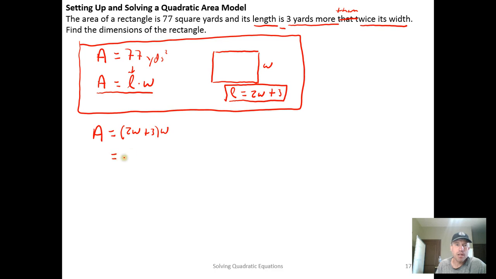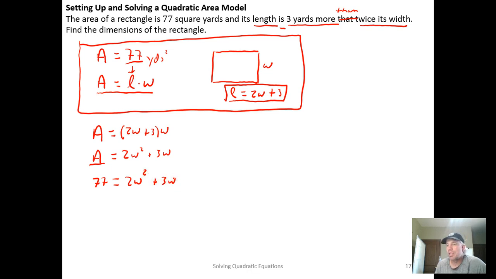You don't always have to do that, but in this particular instance, I'm going to go ahead and distribute the w into the parentheses. So I'm going to get twice width squared plus 3 times the width. And this is our area model now only as a function of width. Next, we're told that the area is 77 square yards, so I'm going to replace area with 77. And now I recognize from earlier in the term that I have a quadratic equation in a single variable.